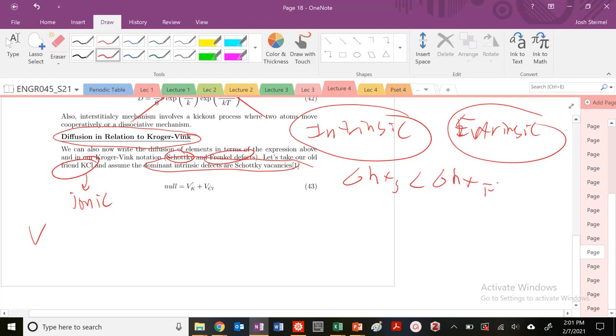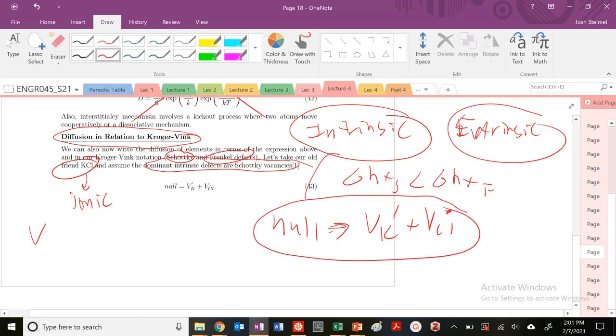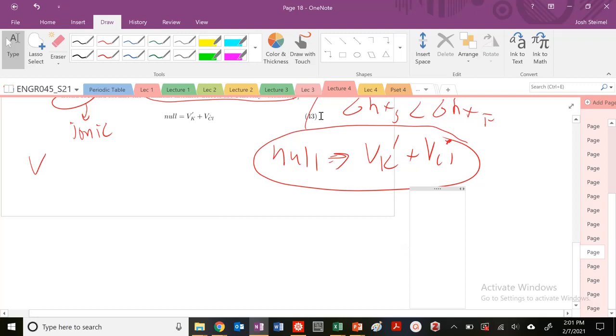So our Schottky reaction for KCl is just going to be null goes to vacancy of K plus vacancy of Cl. So this is the intrinsic reaction to form these vacancies. But now we want to go a little bit of a step further. There's going to be some type of energy required to create this reaction, and some concentration. This is basically a chemical reaction. So we could write out the equilibrium rate constant for this reaction.